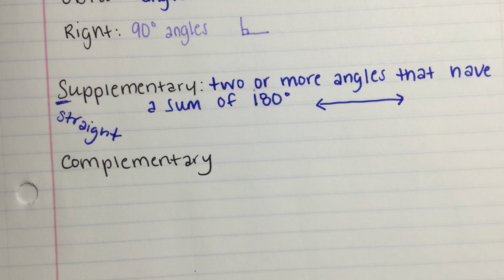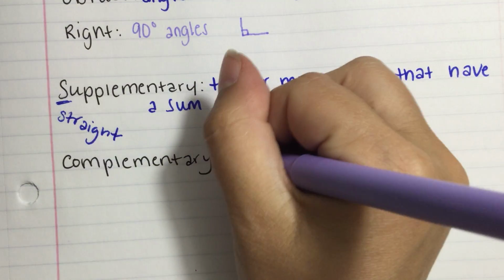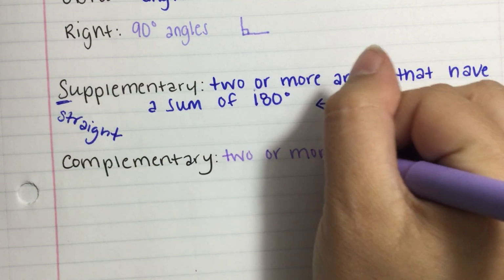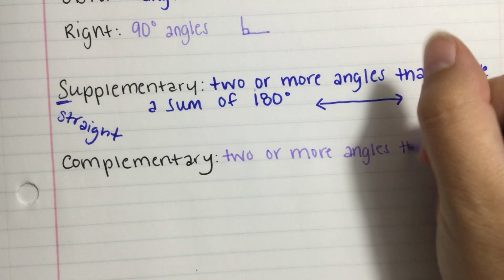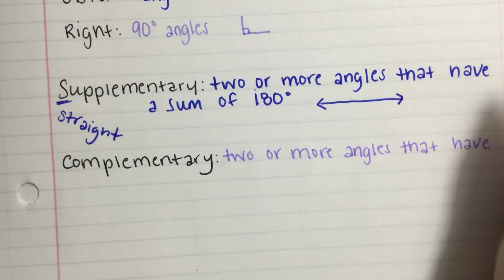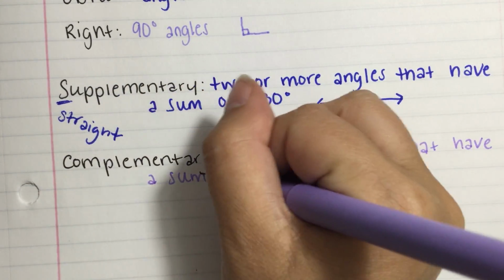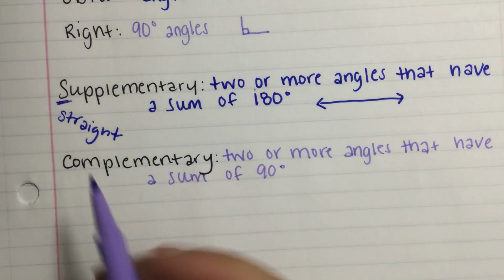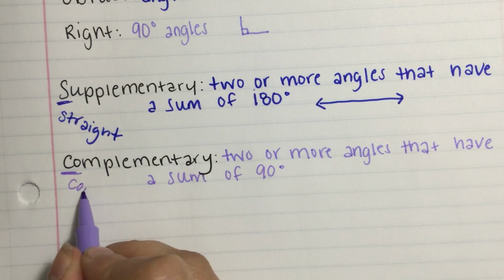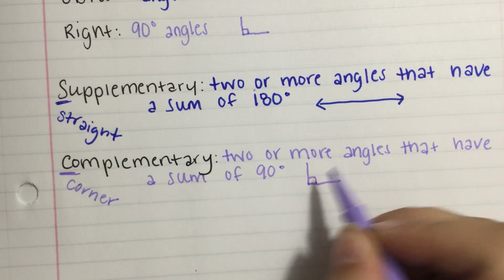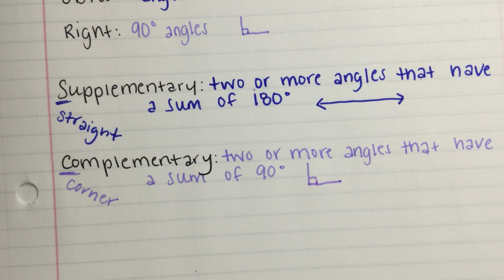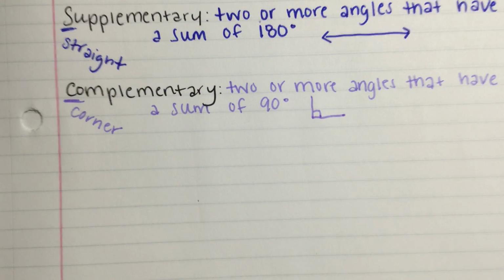A complementary angle is when two or more angles have a sum of 90 degrees. And so I like to think C and the word corner. So supplementary, straight; complementary, corner. And again, that's not a perfect drawing. And the way that we use this is actually to solve for missing values.